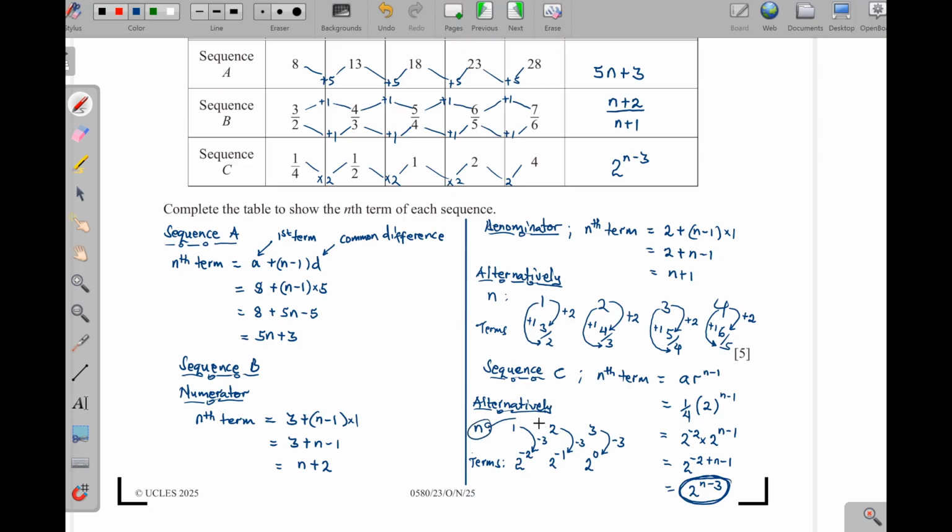The n, then subtract a 3 as the power of what? Of the 2. Does that make sense? Okay, so that is that.